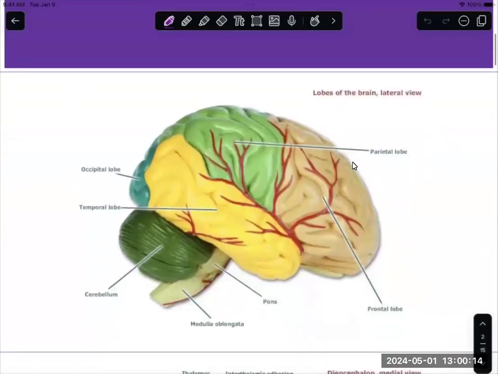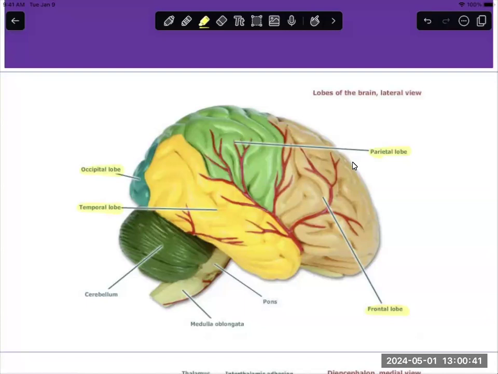So if we start with the brain, if you remember the bones of the skull, the lobes of the brain underneath match. So that frontal bone has that frontal lobe. The parietal bone has that parietal lobe. The temporal bone has that temporal lobe, and that occipital lobe is underneath that occipital bone. Now, here's where things get a little different.